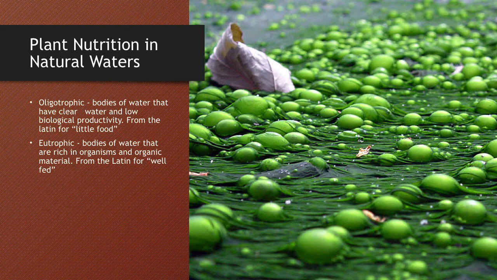Water clarity or transparency is affected by sediments, chemicals, and the abundance of plankton organisms like algae. Clarity is a useful measure of water quality and water pollution. Rivers and lakes that have clear water and low biological productivity are said to be oligotrophic. By contrast, eutrophic or well-nourished waters are rich in organisms and organic materials.